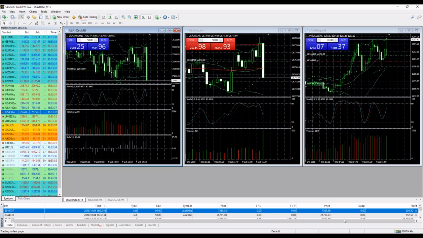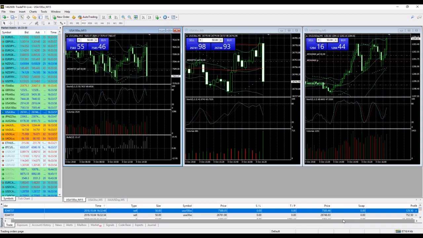I will let it run. $500 on Dow Jones, $600 on Dow Jones, $700 on Dow Jones. Wow, this is a nice trade, guys. $800 on USA 100. We are making $200 on Dow Jones.